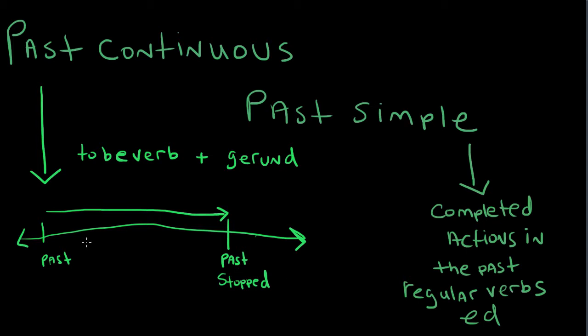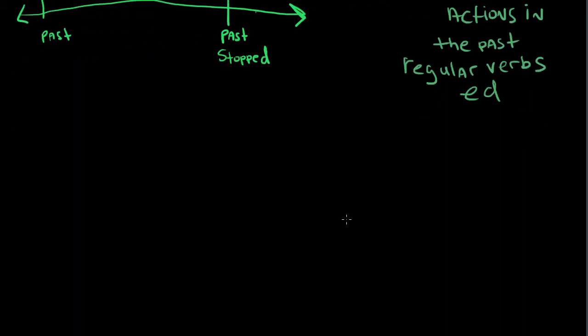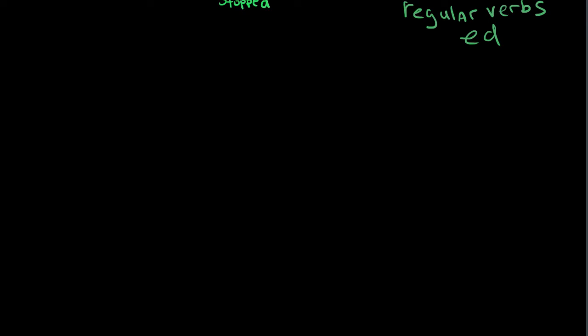So let's look at an example. I was sleeping. So this is an action that I was doing in the past. It was a continuous action. I was sleeping, and then I stopped doing the action in the past. Let's look at how a sentence could demonstrate that timeline.